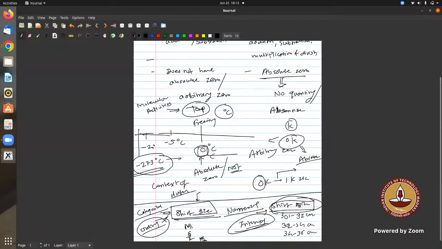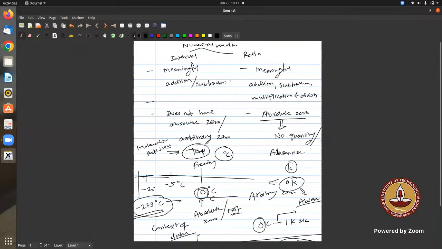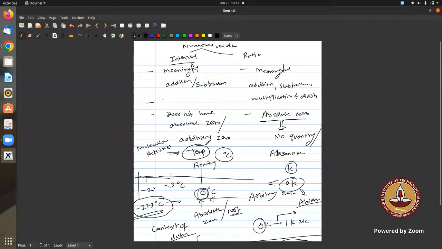One more thing I wanted to mention before moving ahead. The interval scale of measurement should have fixed intervals. But one more point to note here is, let's say 0 to 1 degree Celsius. This difference is not the same as that between 20 degrees Celsius and 21 degrees Celsius.